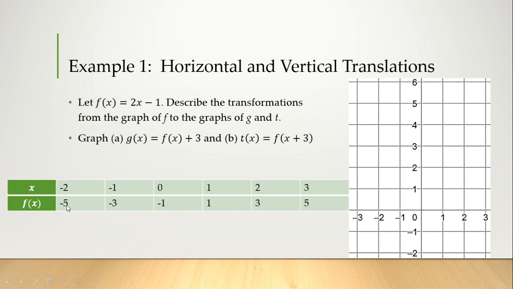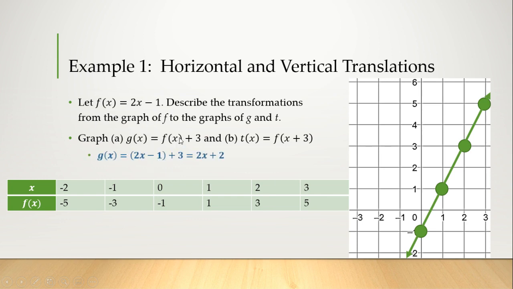Not all of them fit. I don't have a y is negative 5 on my graph, but many do. So at 0, negative 1, at 1, 1, at 2, 3, and at 3, 5. Now we can draw a line straight through those, and there is my line for f of x. Now let's go ahead and graph g of x.